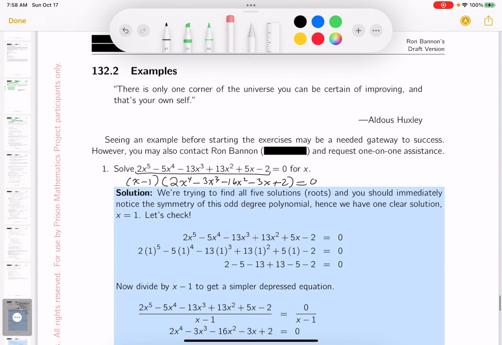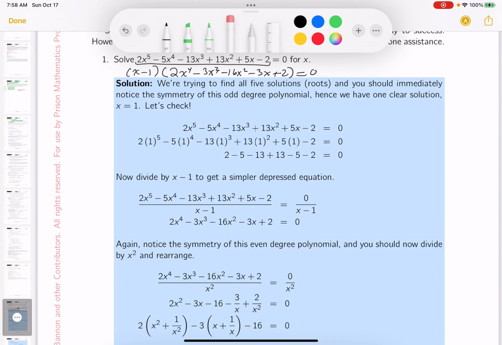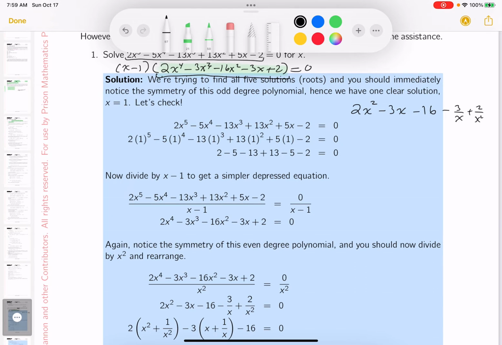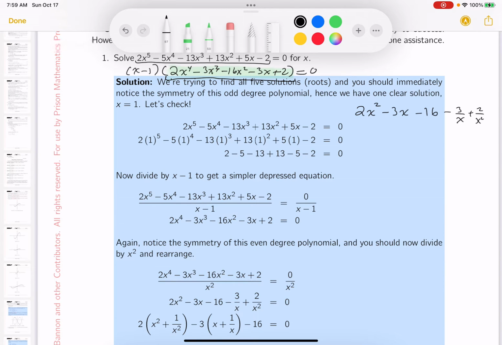All right? So I'm going to divide that second factor by x squared. We're dividing this thing by x squared. Well, let's see what you get. You would get 2x squared minus 3x minus 16 minus 3 over x plus 2 over x squared. And I'm dealing with this factor here. It looks crazy, but again, I know x is not 0. I want this to be 0.